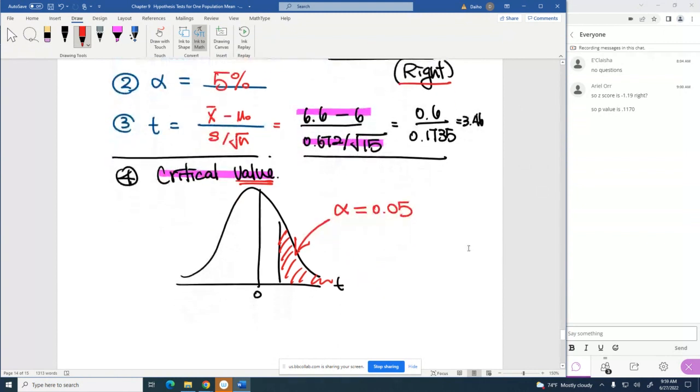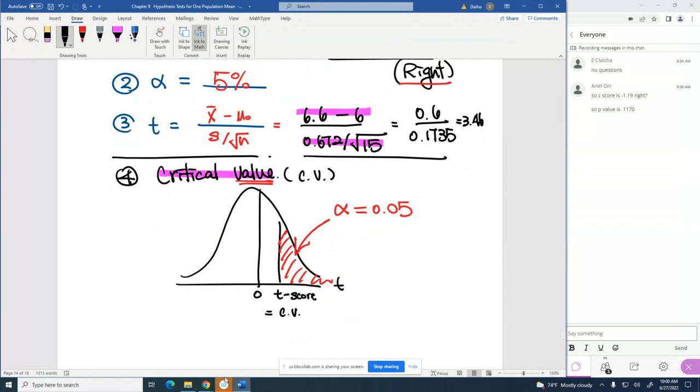Where will the t-score be? The t-score must be here, and it will be the critical value. So please make sure it is not a probability. Alpha was the probability, right? But the critical value is not a probability; it must be a t-score. From where? The t-table. So please look at the t-table.